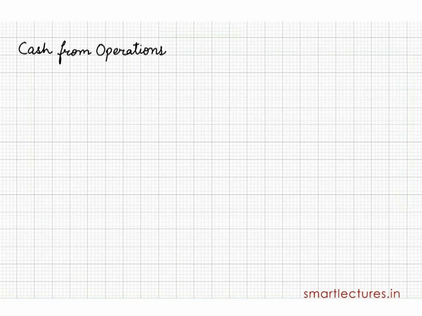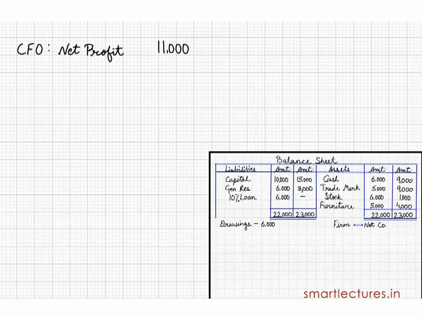So now I am going to calculate cash from operation. Net profit 11,000 plus, now look at all the items carefully. Drawings, nothing to do. Cash, nothing to do. Trademarks 5,000 to 9,000. It means trademarks have been bought, so the firm has made the payment. It means this was an investing activity, so nothing to do with cash from operation.